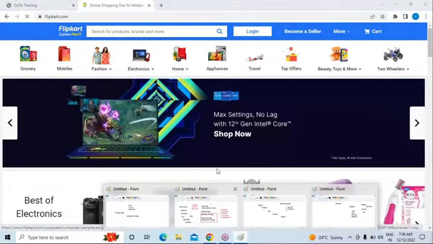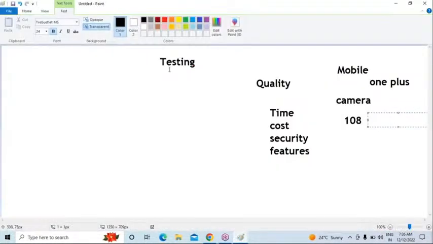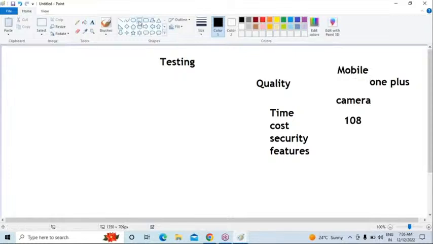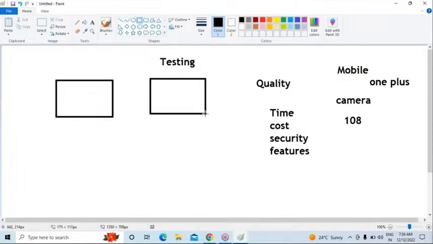So in order to check the quality of an application, we perform testing on the application. So what is meant by testing? Testing is a process of checking whether the developed application is going to meet the customer requirements or not. So who will develop the application?